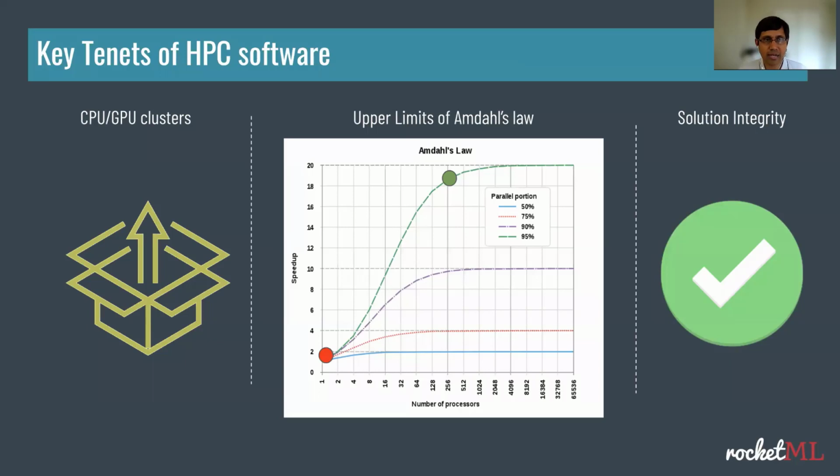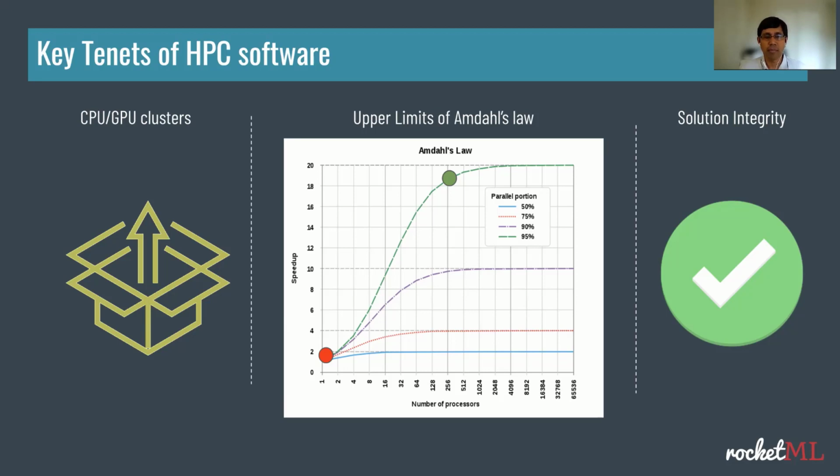So there are 3 main tenets of any high-performance computing software. The first one is for the software to work out of the box on CPU and GPU clusters. The second one is upper limits of Amdahl's law, which I'll cover in more detail now, and solution integrity. As you might have noticed in the previous part of the tutorial by Sergio, for the distributed deep learning software from TensorFlow, PyTorch, PyTorch Lightning, Horovod, after making certain changes to your code, you can run them on CPU and GPU clusters. And using RocketML, you can run the same software on a single GPU or a single CPU, and all the way to multi-node using a simple configuration.